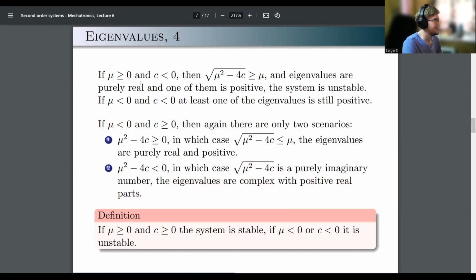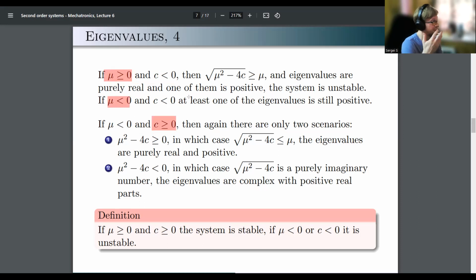In this case, we got mixed eigenvalues, at least one of them positive. In this case, we get eigenvalues that are both positive. So all of this is unstable. So the intuition I presented in the beginning of the lecture worked. This is a condition for an unstable system.